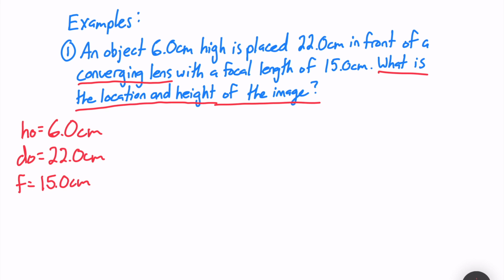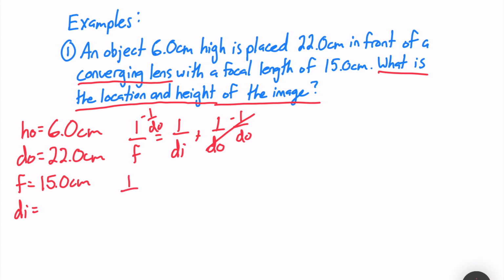So first off, we are figuring out the location and height of the image. Let's do the location first. We're going to be looking for di. Remember, we have 1 over f equals 1 over di plus 1 over do. If we manipulate that, we can subtract 1 over do from both sides, and we'll have 1 over f minus 1 over do equals 1 over di.